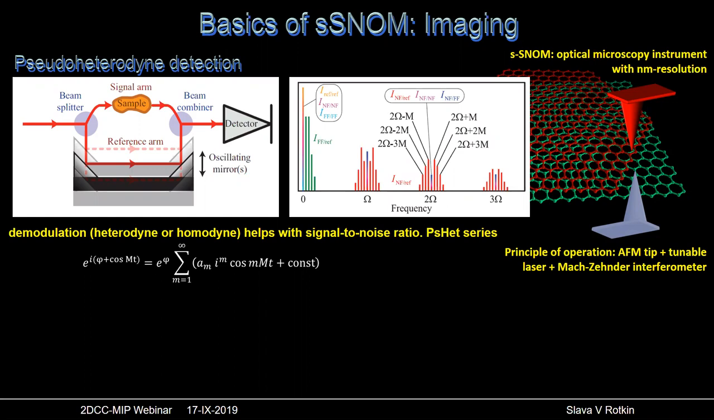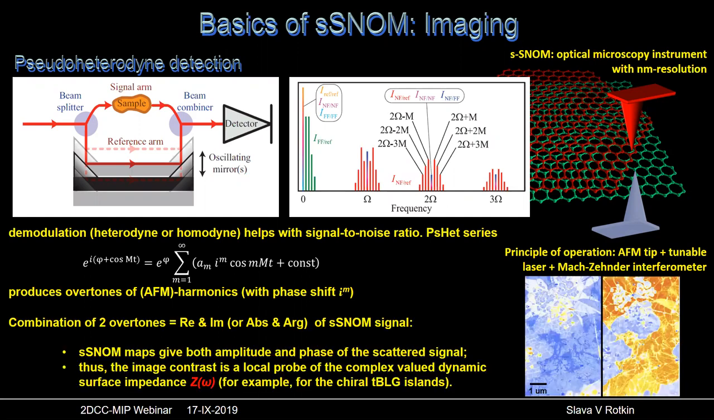And the multiple side bands that you see here correspond to the frequency of oscillation of the mirror, something like two omega plus M, two omega minus M, and so forth. If you pick two of the sidebands, it happens that these overtones have a phase shift proportional to the sideband number and imaginary i.